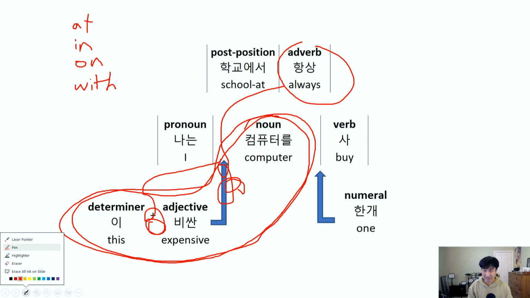So you could only say, I always this expensive computer buy, or something like that. Or I this expensive computer always buy. Okay, so that's one thing you gotta look out for.